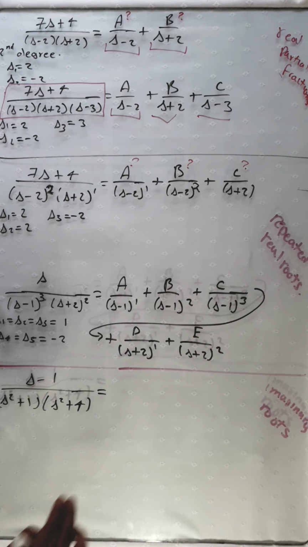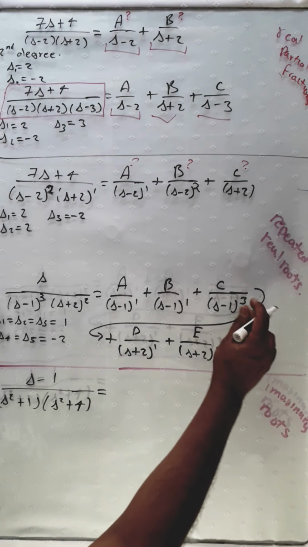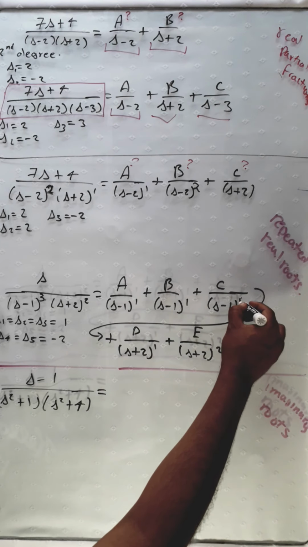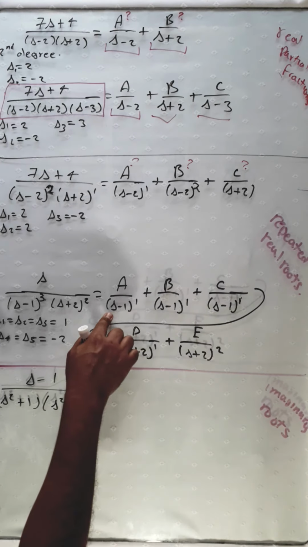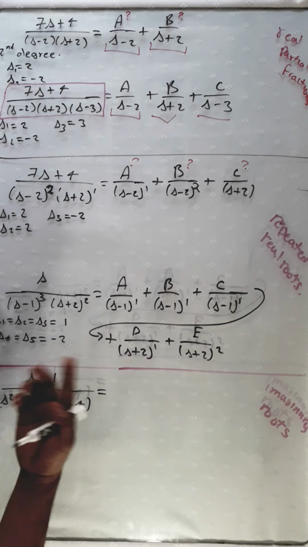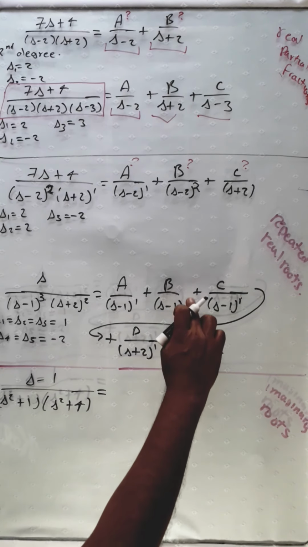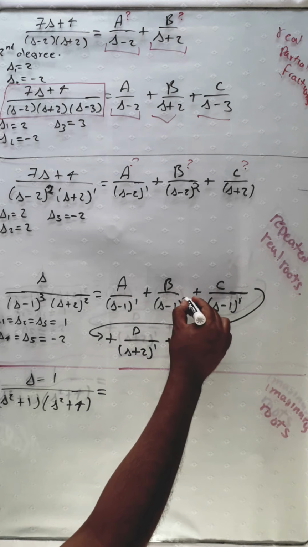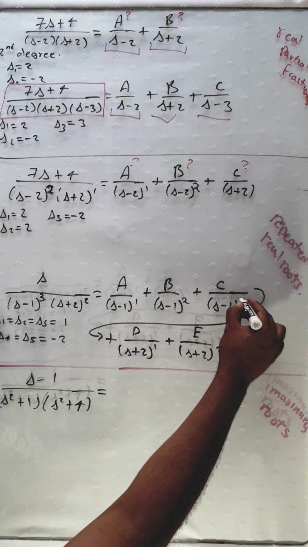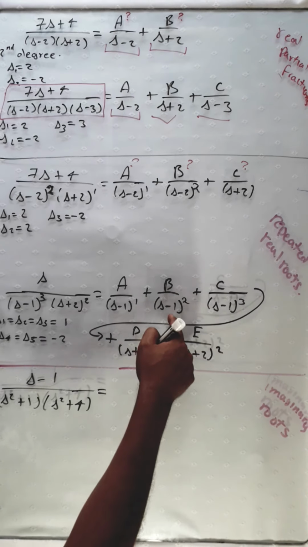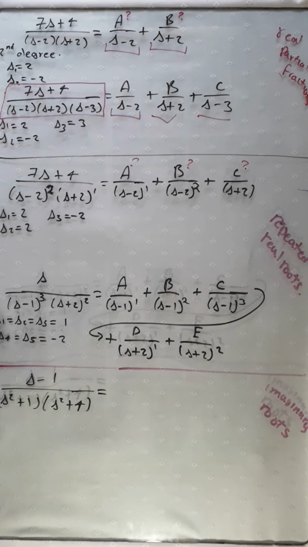And again, engineers, we cannot combine these into one. The reason is because if they were the same fraction, there would be no distinction between them. This is different from this, and this is different from this, and each still has the same root, s equals 1. So those are for the repeated real roots.